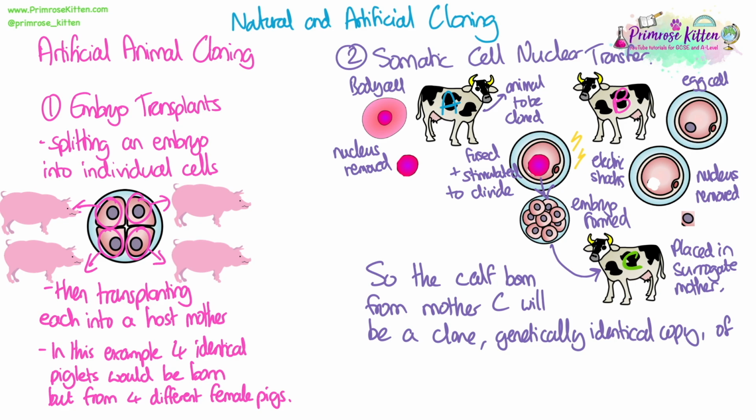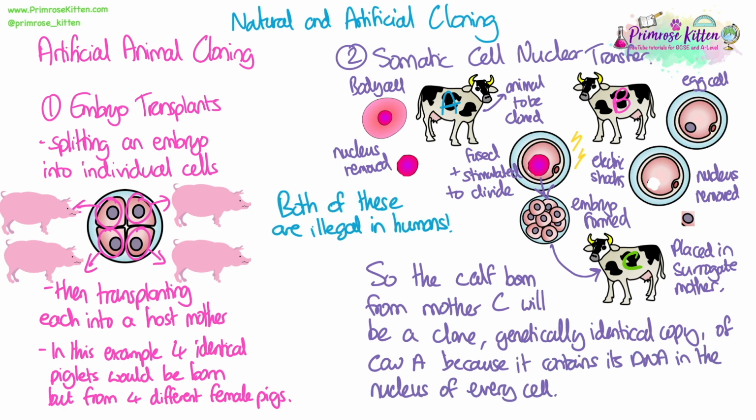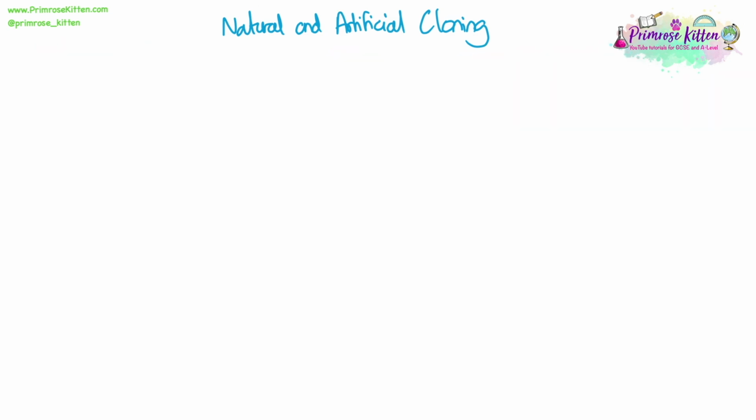So the calf born from mother C will be a clone that is genetically identical to the animal A, because we took the nucleus with its DNA in and put it into the egg cell. So the DNA from cow A will be in the nucleus of every single cell in the organism that's born from cow C. Again, both of these types of cloning are illegal in humans. So just like with genetic modification, cloning, especially animal cloning, is not allowed in humans.